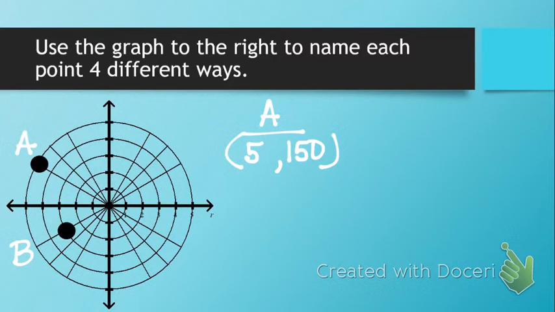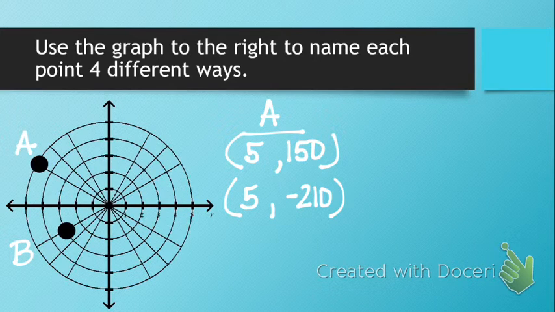Let's name it another way. Now let's talk about a negative angle. So if I were to rotate clockwise, this would be negative what? And if you're not sure, you get to use a calculator. So you could take 150 and subtract 360 from it. What'd you say, Aiden? Negative 210. Yeah, so that's another way to name that. And it's still on the 5th ring. So that's 2 different ways to name this point.